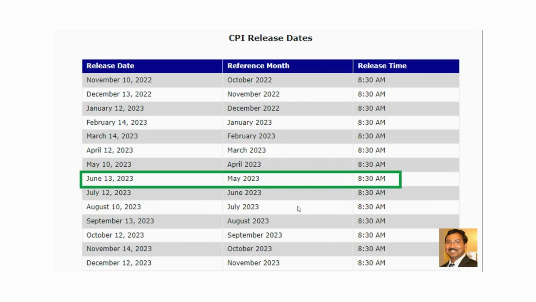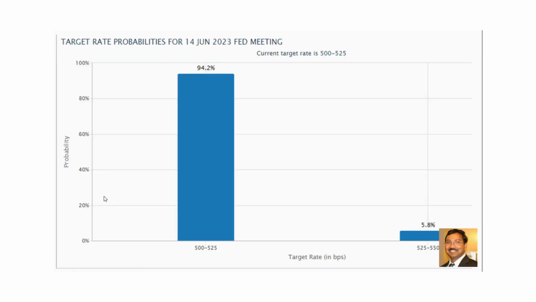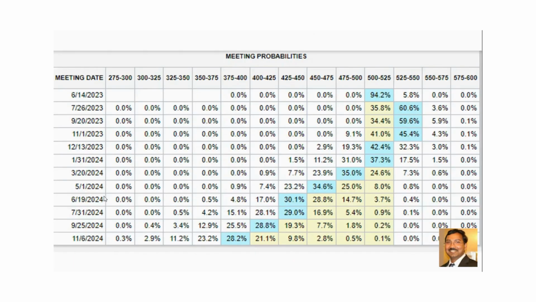And these are the CPI release dates. Today we got the release for the May data, and on July 12th we will know the next CPI. Based on today's CPI data, most people are expecting no Fed rate hike at tomorrow's FOMC meeting, because inflation is going down. These are the meeting probabilities. For this month, they are expecting 94% there is no rate hike, but for July they are expecting 60% there is a hike of 25 basis points. But if CPI data comes in lower in July also, then there is a chance the Fed may not hike the interest rates.